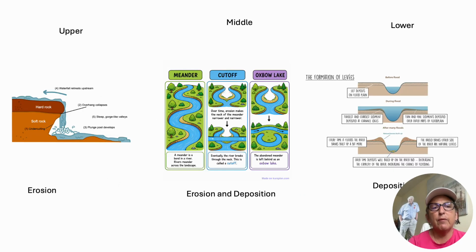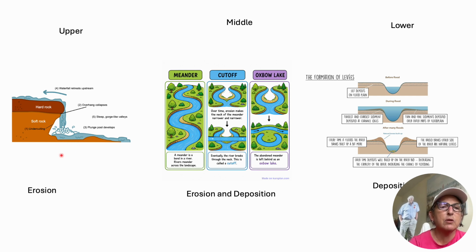Now you do need to be familiar with some landforms, distinctive landforms. So in the upper course, distinctive landform would be a waterfall, which is where hard rock sits on top of soft rock. The water will erode the soft rock quicker and undercut the hard rock, which will eventually be left as an overhang, and that overhang will collapse and the rocks that land in here will be churned around and that will form a plunge pool.